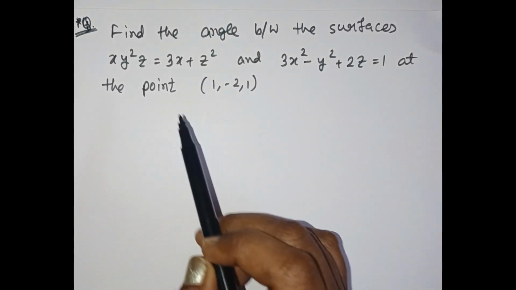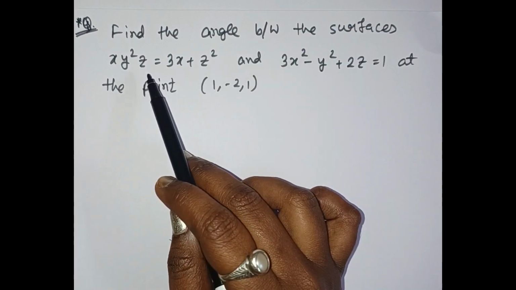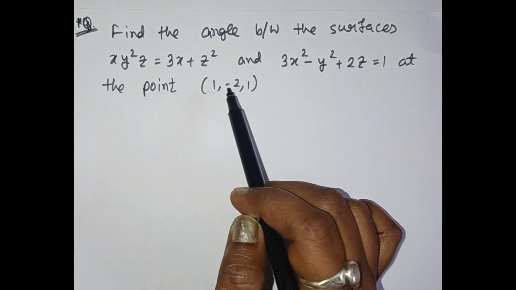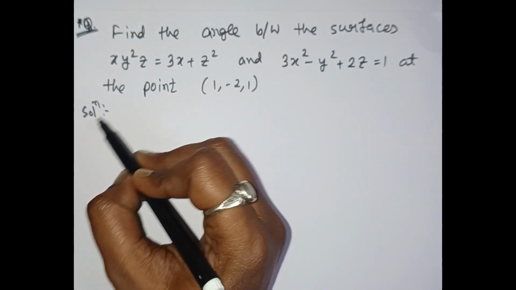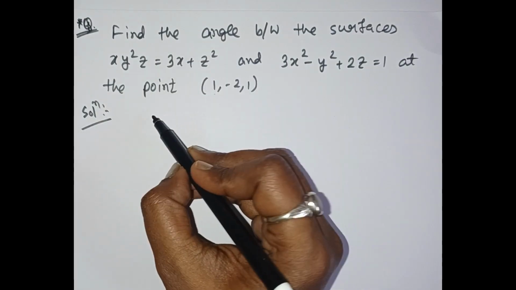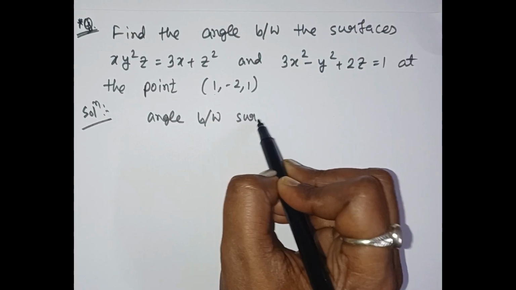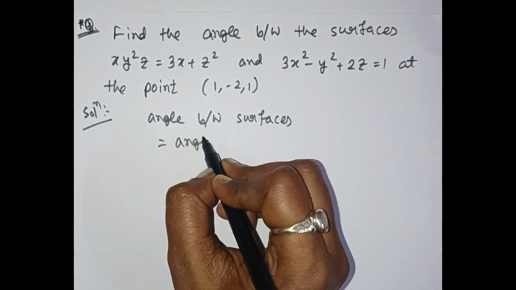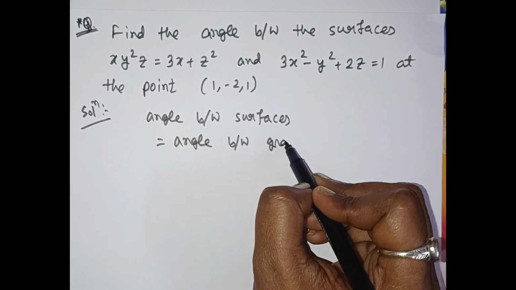So this is the divergence of this f. Now let us solve this question: find the angle between these two surfaces. The first surface is this one and the second surface is this one, at the point 1, minus 2, 1. So let us start the solution. For this type of question, the angle between surfaces is equal to the angle between gradients.